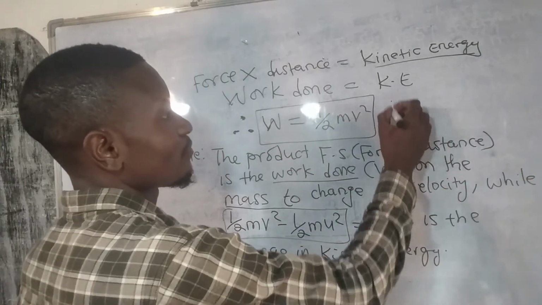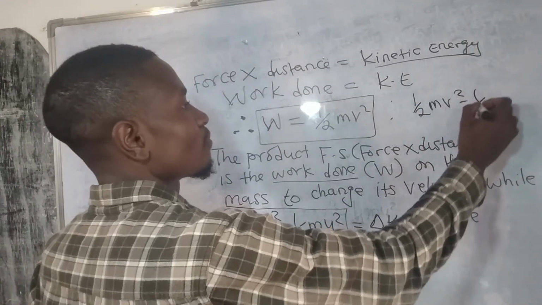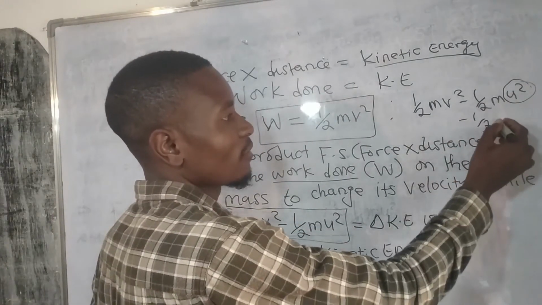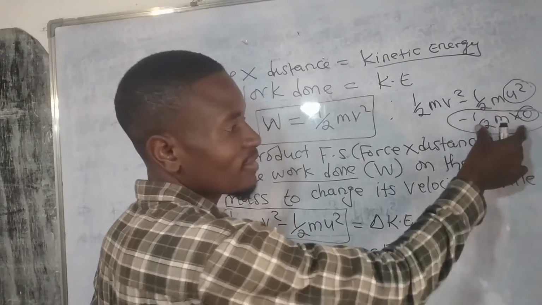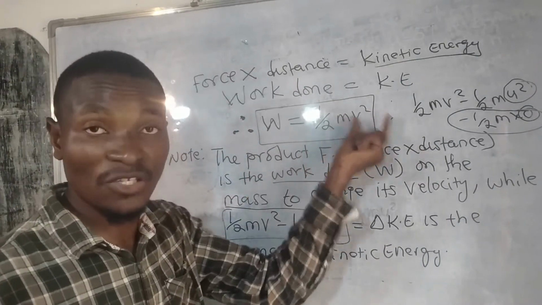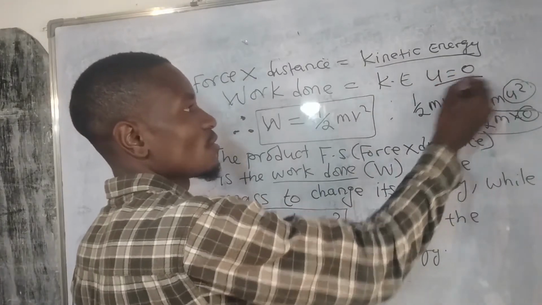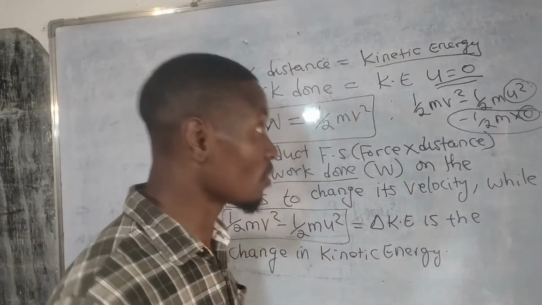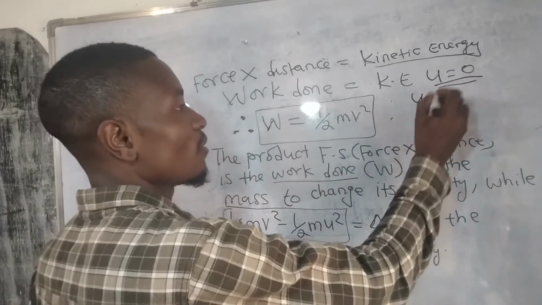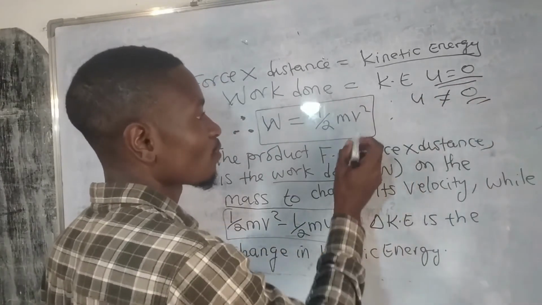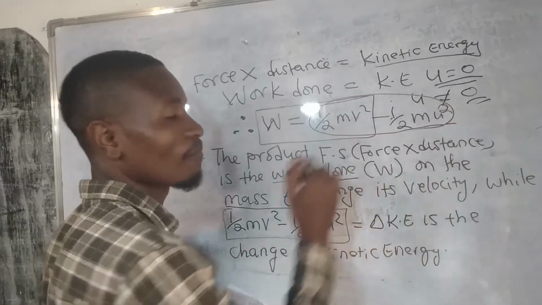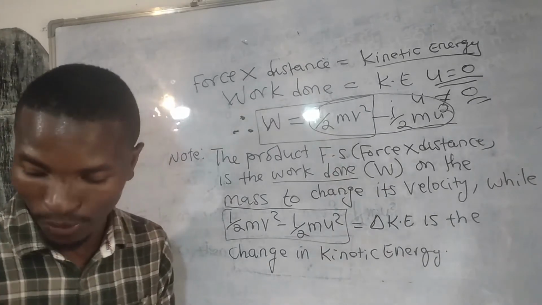Like for instance, now when u equals 0, meaning half mass times 0, so whatever I'm going to multiply this side is going to evaluate to 0. And that's the reason why the formula is only on an assumption to say work done equals half mv squared if u equals 0. So only if u is equal to 0. But if u is not equal to 0, then this is going to be minus half mu squared.